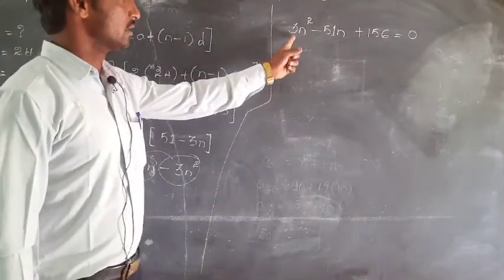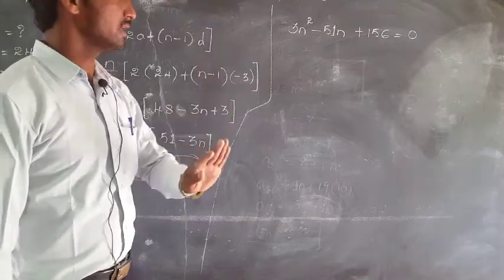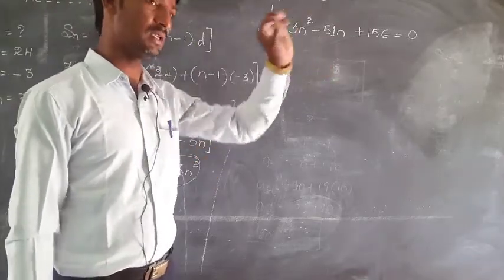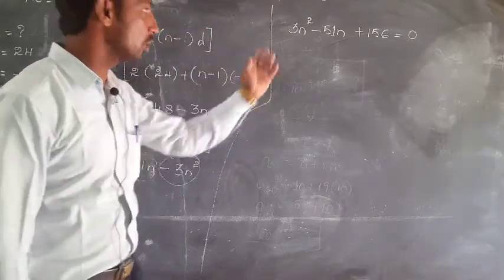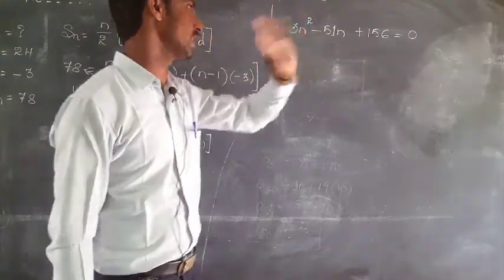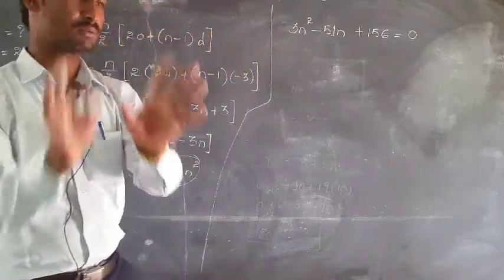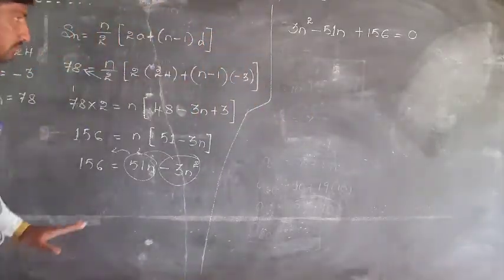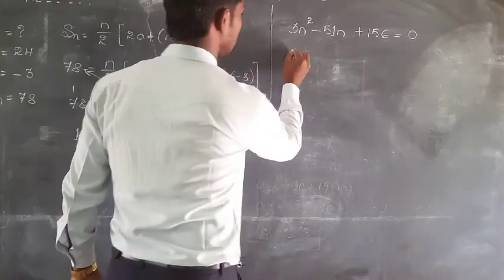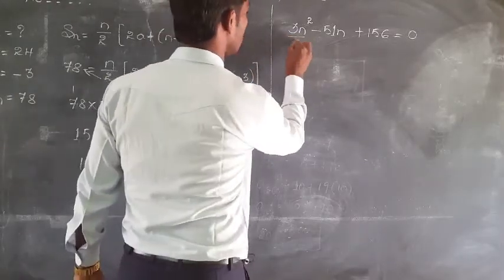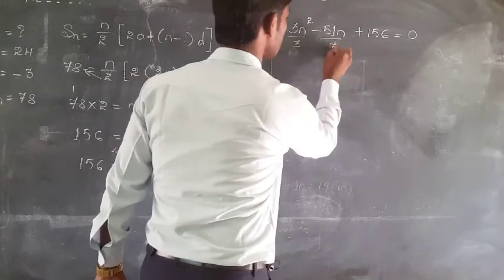So the divisibility test of 3 states that if the sum of the digits of the given number is a multiple of 3, then the whole number is exactly divisible by 3. So therefore 3, 51 and 156 are exactly divisible by 3, or you can take 3 as the common factor, or you can divide all terms by 3, all terms by 3.